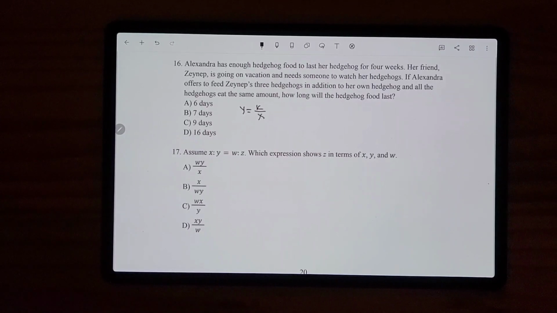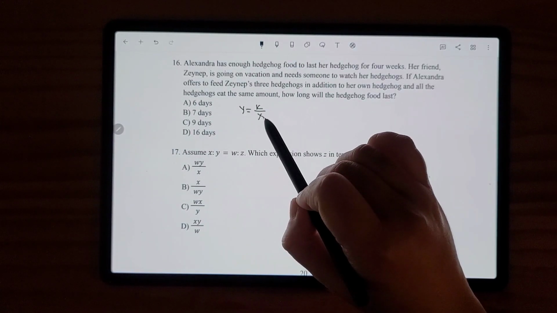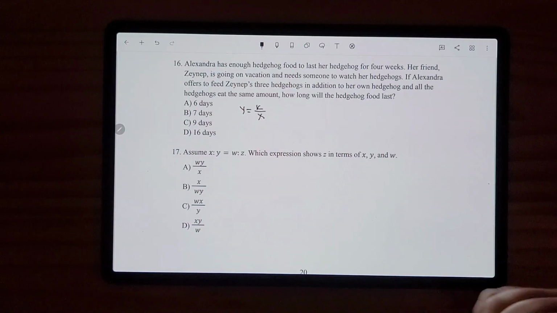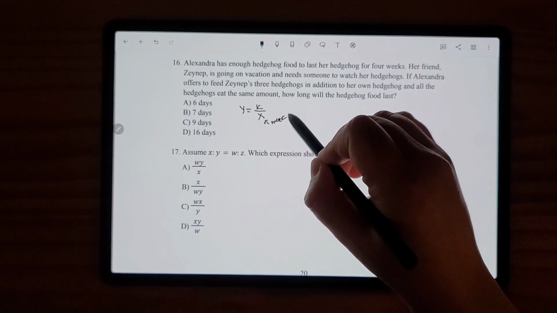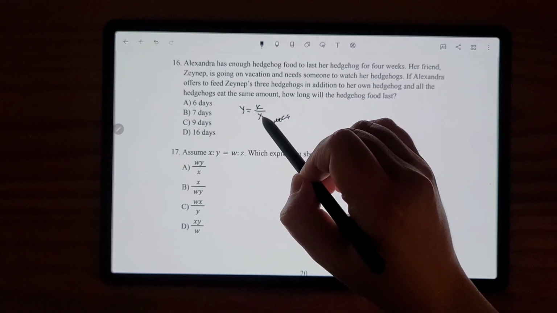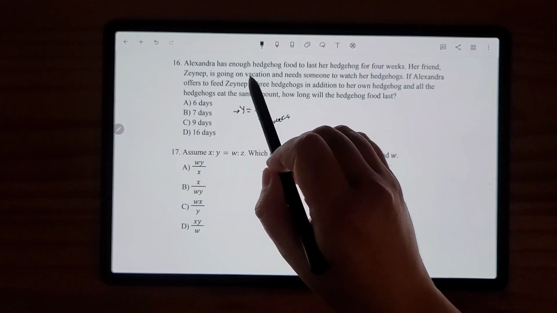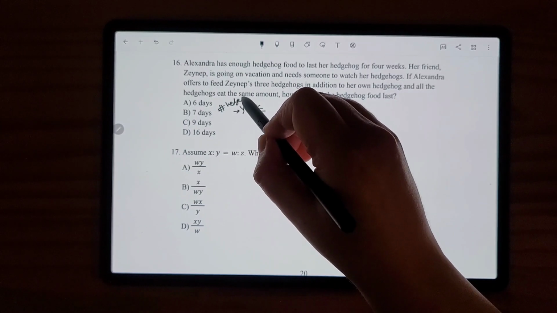Because think of it, as you have more hedgehogs, like as the hedgehog number increases, you're going to have less weeks available of food. Now, it doesn't matter if you call y the weeks of food and x the hedgehogs or vice versa, as long as you're consistent as you progress throughout the problem. So if you decide right now that x is always going to be the weeks of food, then x, when we continue on, still has to refer to weeks of food, and y has to be the number of hedgehogs.